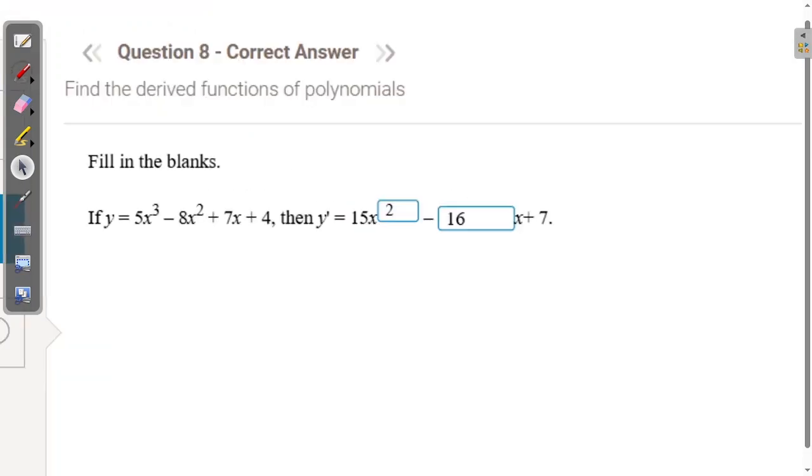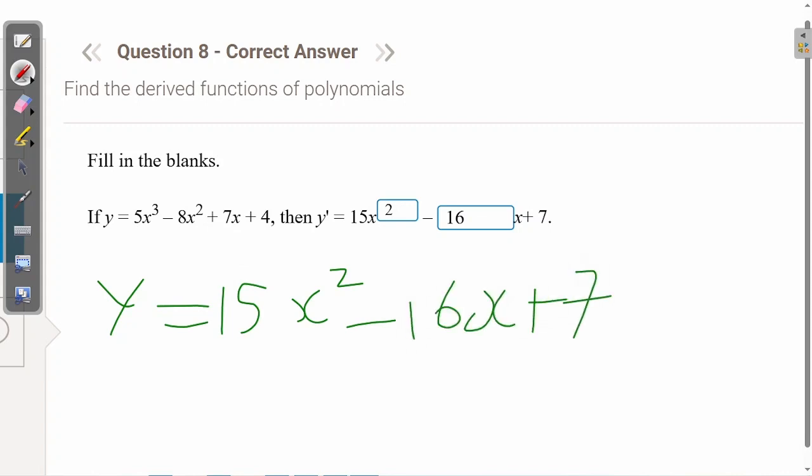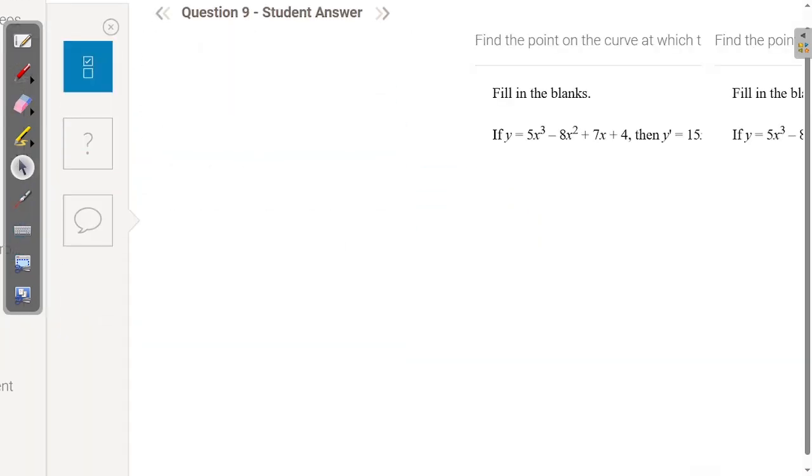Okay, this one is simple. We derive everything on its own basically. So 15x squared minus 2 times 8, 16x plus 7. Just bring the powers down and reduce the power by 1.